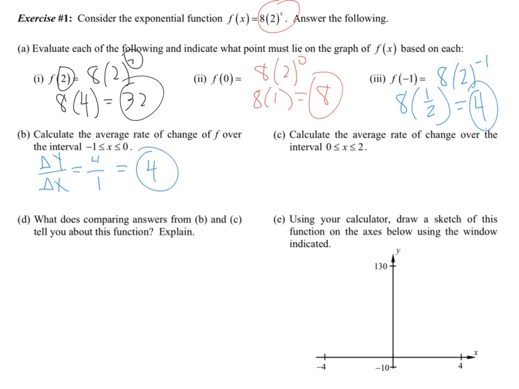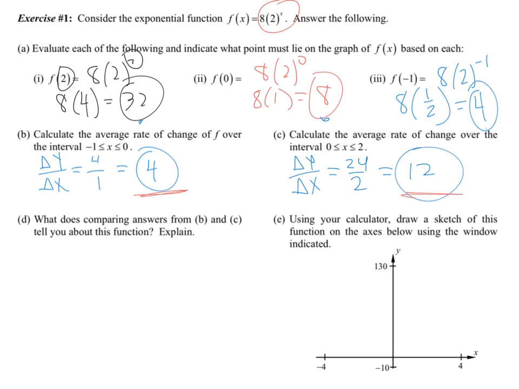But now let's look at the average rate of change over the interval when x is between 0 and 2. So change in y over change in x. So my x goes from 0 to 2, so it goes up 2. But from 0 to 2, y goes from 8 to 32, which is a change in 24. So 24 divided by 2 is now 12. That's a very different rate of change.